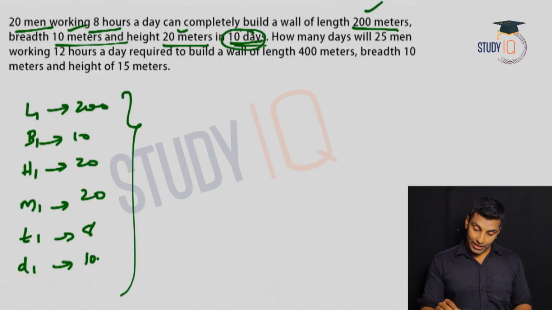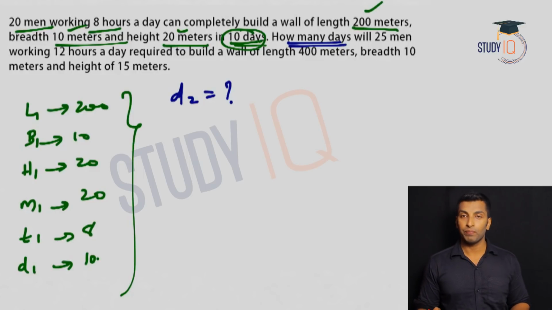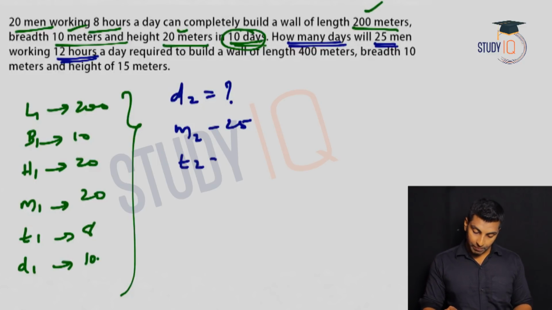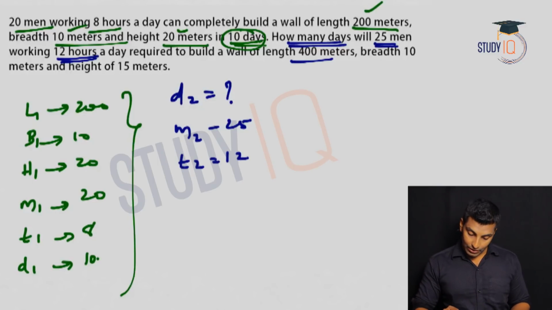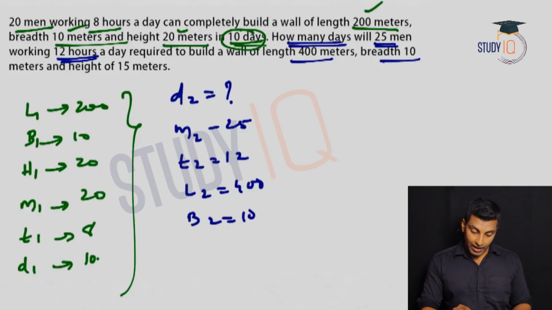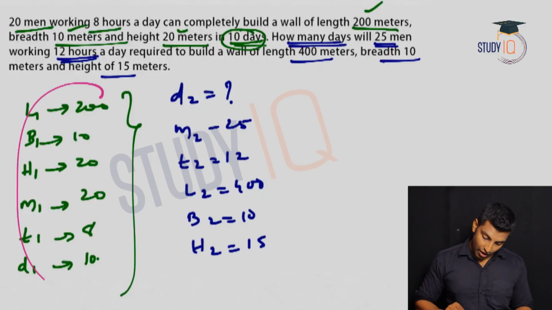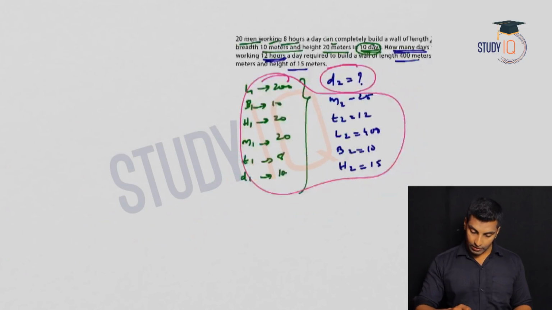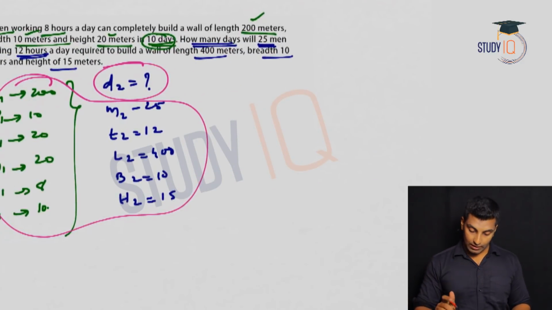Now, what is the question? How many days? So the question is clearly D2, like what we saw in the earlier case. What else will be given? 25 men are working, so M2 is 25. 12 hours a day, that means T2 is 12. Length is given, so L2 is 400, breadth B2 is 10, and height H2 is 15. So you know everything except D2, and you can easily find it by using the previous method.